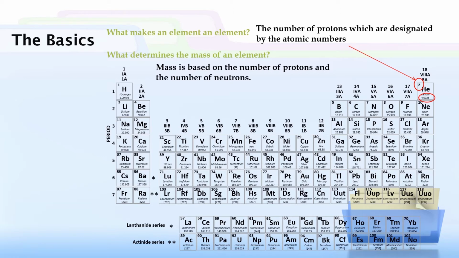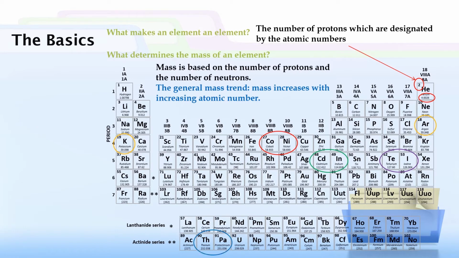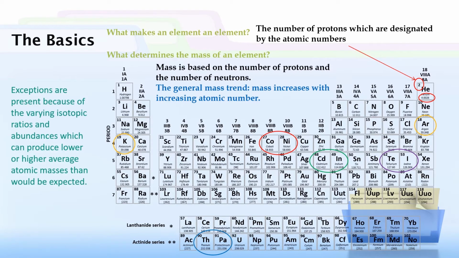Now, the general mass trend is obvious. Mass increases with increasing atomic number. There are exceptions, such as the pair of elements argon and potassium, or the pair cobalt and nickel, which we talked about in an earlier lecture, and a few others are on the table as well. As we discovered, these exceptions are present because of the varying isotopic ratios and abundances, factors which can produce lower or higher atomic mass ratios than would be expected.